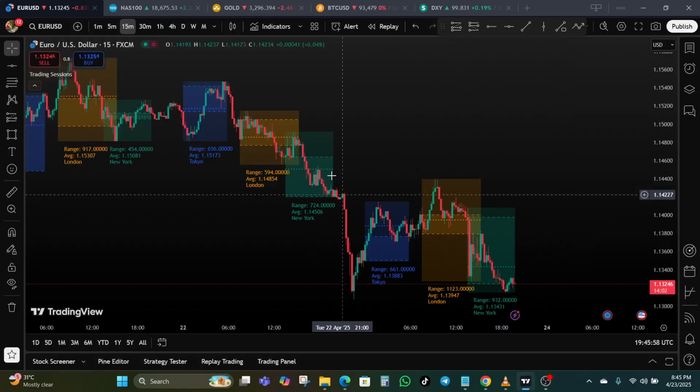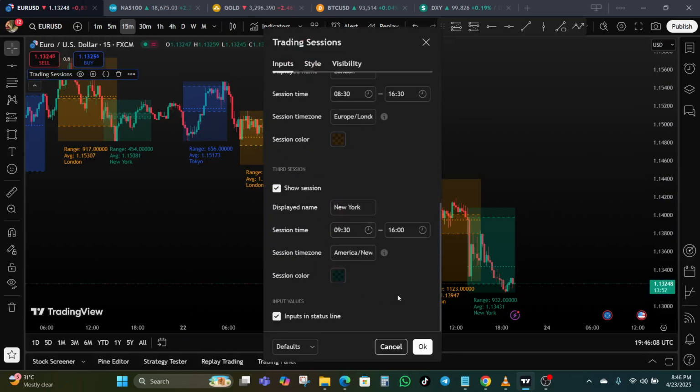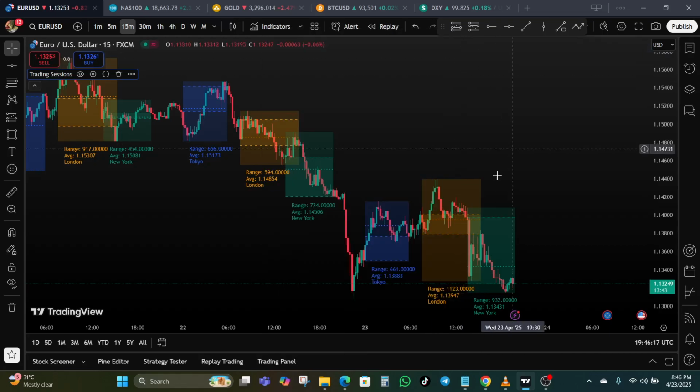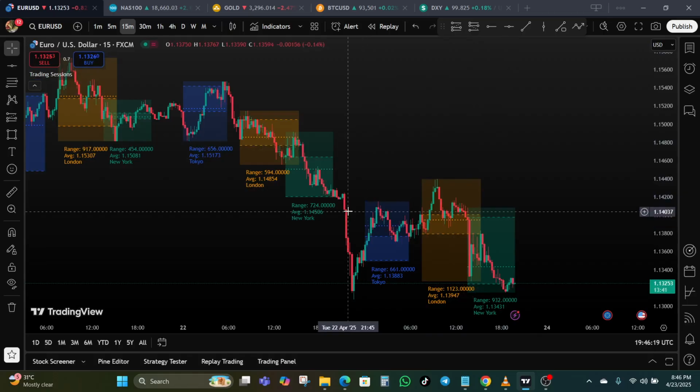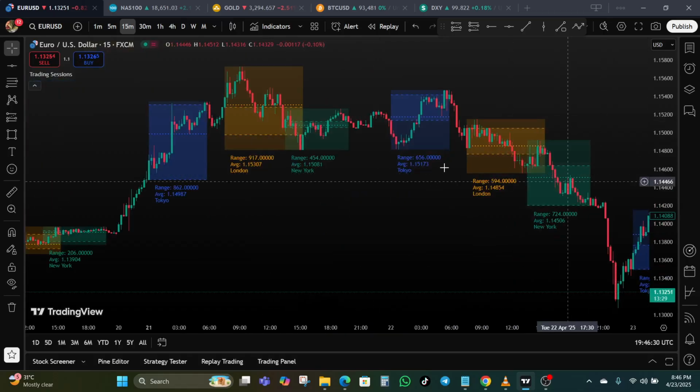The Sydney session is supposed to be before the Tokyo. Let's go to the settings to see if there is an option. It seems like the indicator did not add the Sydney session. So just know that there is a Sydney session before the Tokyo session, and the Sydney session is usually the quietest. It's great for long-term traders placing positions or for those trading exotic pairs.